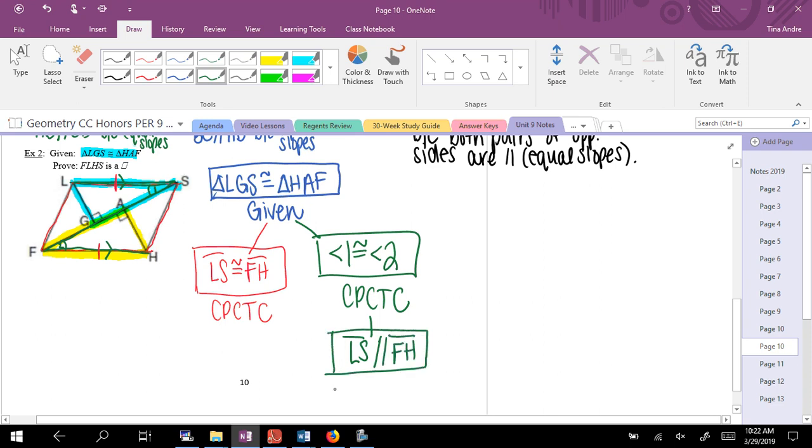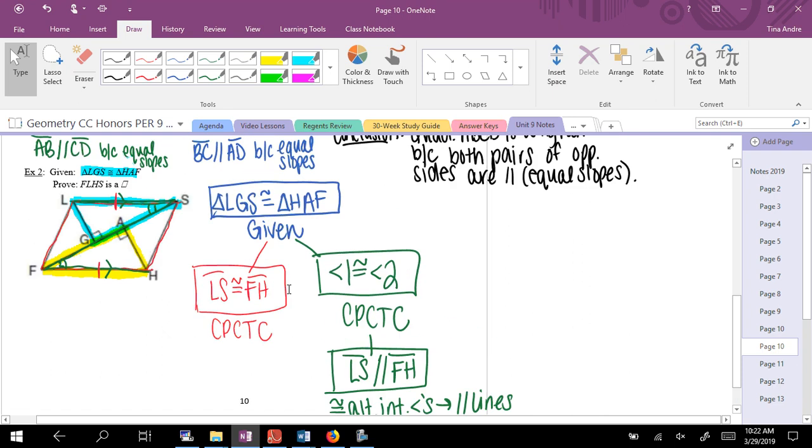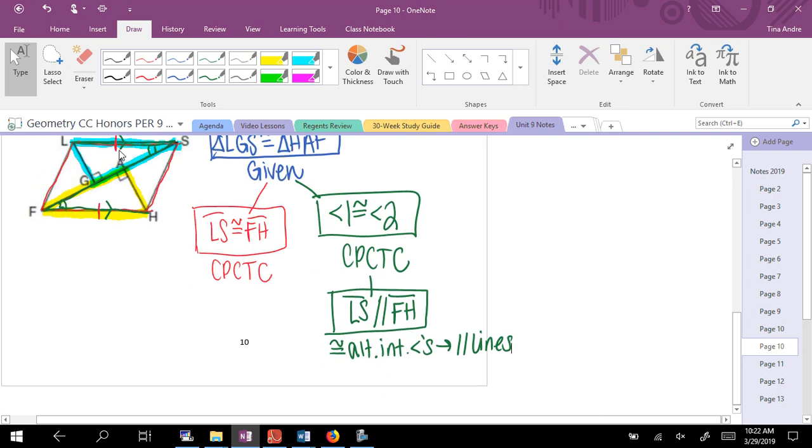And remember that you state congruent alternate interior angles imply parallel lines. Don't forget the congruent, because if you just say alternate interior angles, those do not make parallel lines. Those just are a name or a vocab term for those angles. So now that I have the congruent alternate interior angles, that gives me that the lines are parallel. Now I can conclude it.